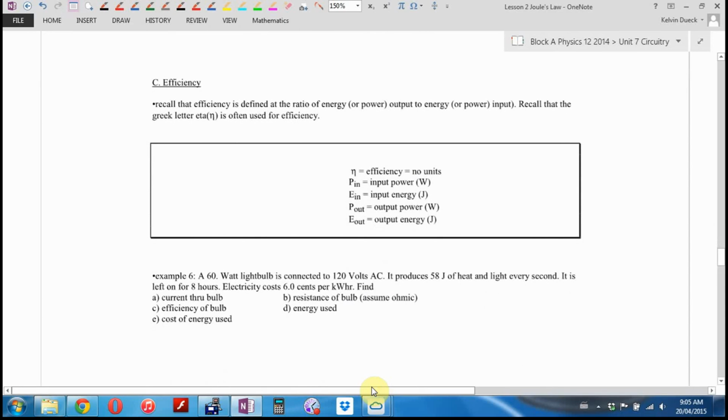Efficiency. The efficiency of an object. Recall, efficiency was defined as energy out, or power out, or work out, divided by energy in, or power in, or work in. In fact, we use the Greek letter eta for efficiency. The Greek letter eta is a little n with a tail.